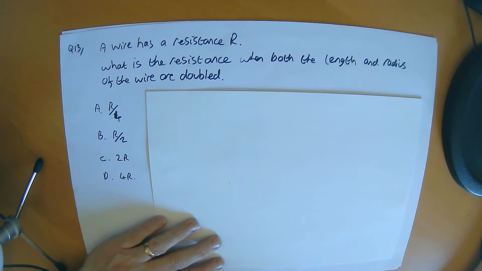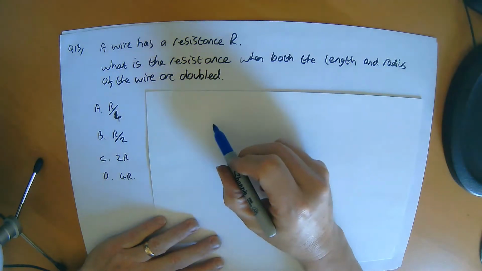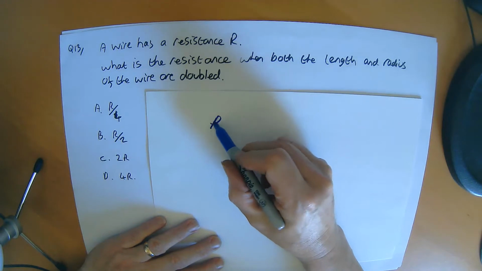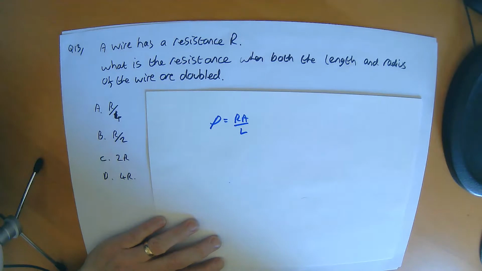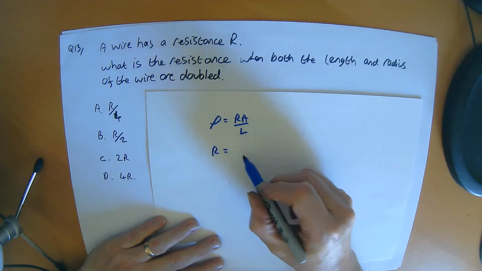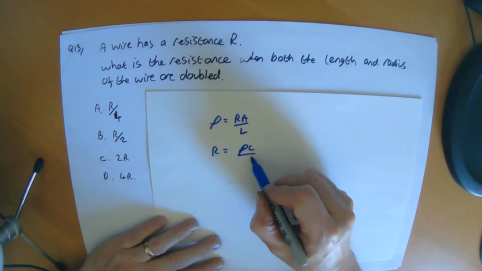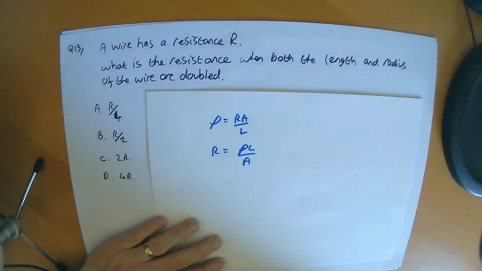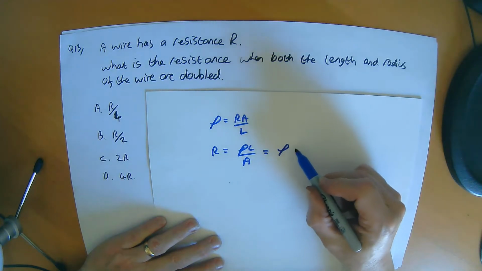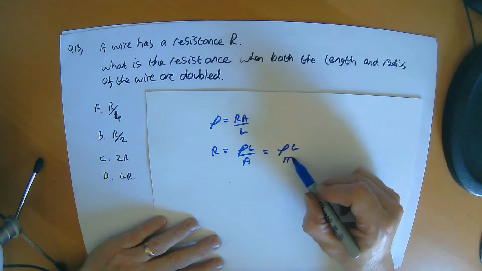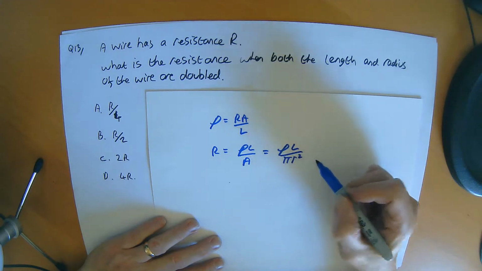We can approach this in a couple of ways, but I think the simplest way is to say that if rho equals RA over L, then the resistance is given by rho L over A. And this is the situation for the shorter, thinner wire. We can expand this a little bit to give us rho L over pi R squared.